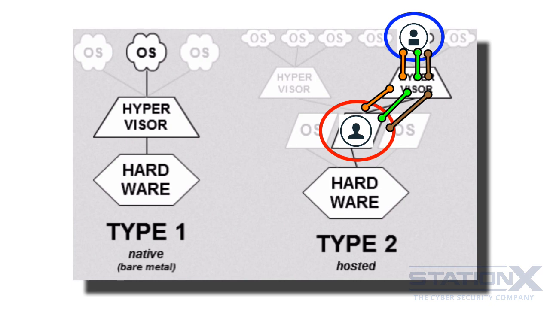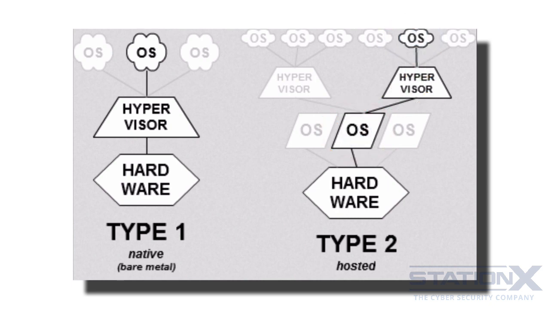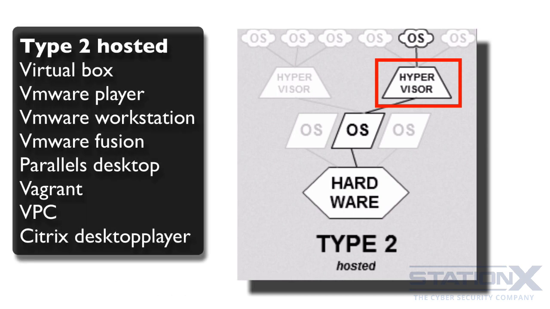Hopefully you set up the test environment. I've been going through the course and testing various things out, so you should now be familiar with VMware and/or VirtualBox. These are the Type 2 hosted hypervisors. The hypervisor is installed on the operating system that you have. The main Type 2 hosted hypervisors are VirtualBox, as we've mentioned. There's the VMware Player and the Workstation. VMware also has something called VMware Fusion, which is for Mac. There's something called Parallels Desktop, which is for Mac. There's also Vagrant, VPC, and Citrix Desktop Player, which is for Windows and Mac.